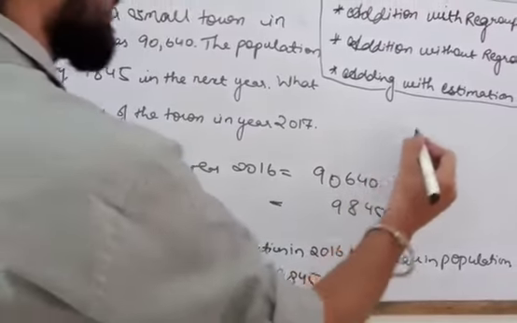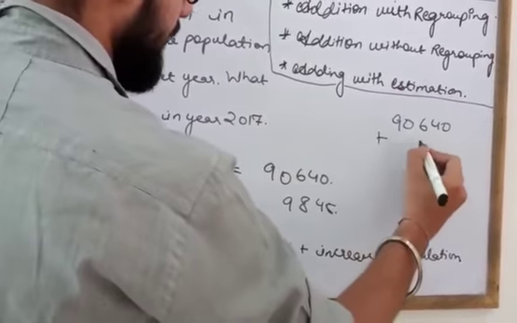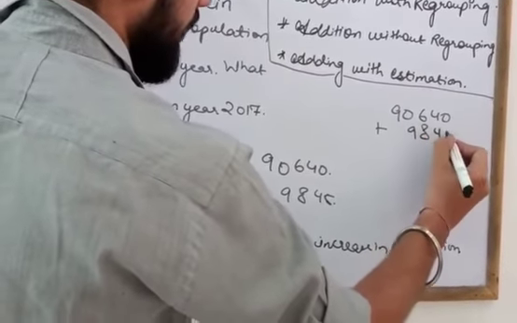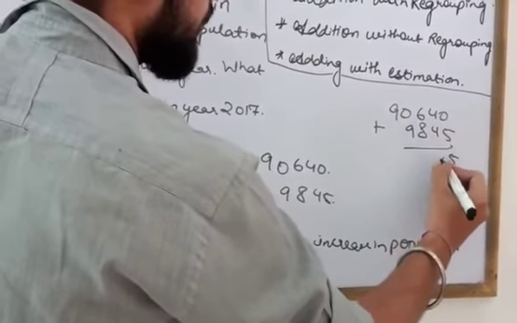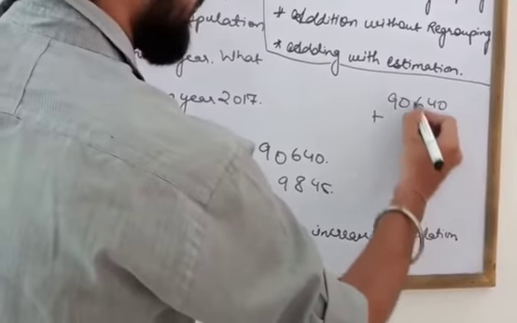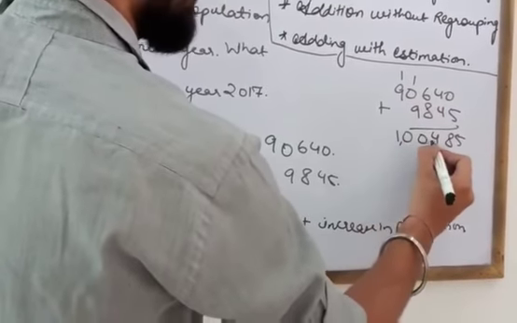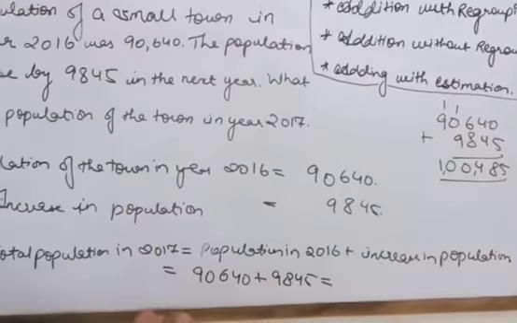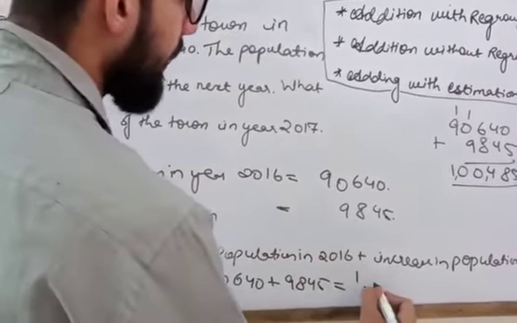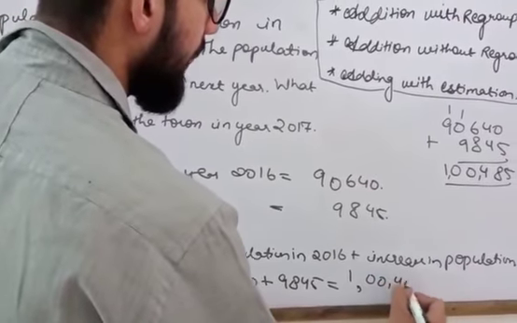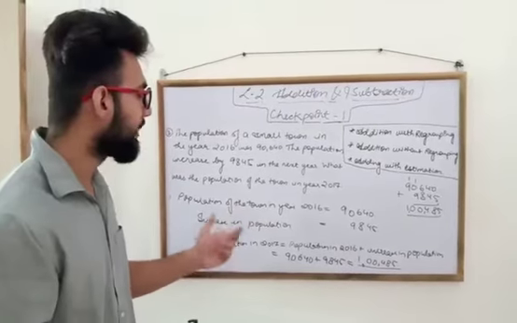So we'll add these two numbers. How we'll add? 90,640 plus 9,845. 5 plus 0, 5. 8, 4 plus 4 is 8. 8 plus 6 is 14. 4 carry 1. 9 plus 1 is 10. Carry 1. 9 plus 1 is 10. So 100,485. So total number of population in 2017 is 100,485.